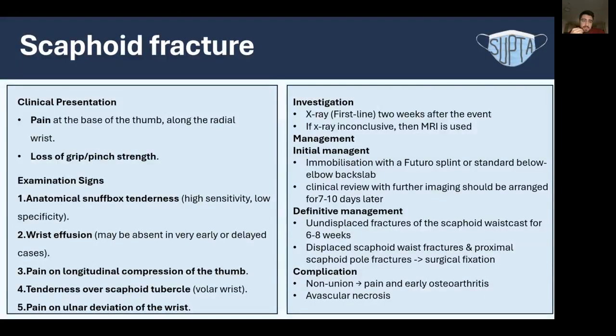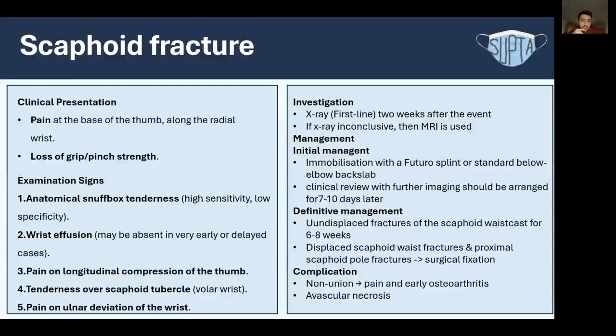So the management of a scaphoid fracture is immobilization with a futura splint or standard below elbow back slab. Clinical review within 7 to 10 days, it says here, but it may be in 2 weeks for you to be able to see any X-ray changes. Definitive management depends on whether it is displaced or undisplaced. If it is displaced, you would take them for surgical fixation. If it is undisplaced, you may not need surgery. The futura splint may be okay.